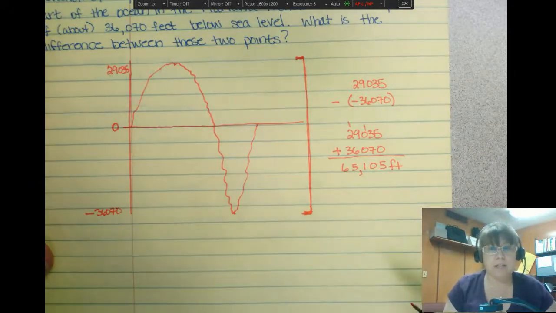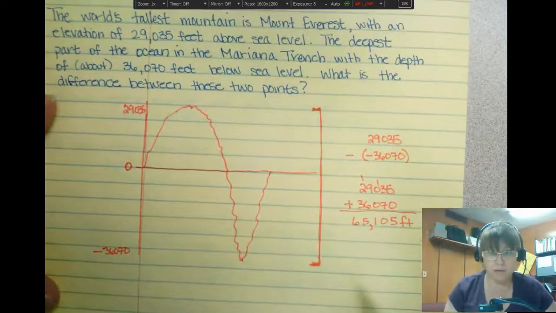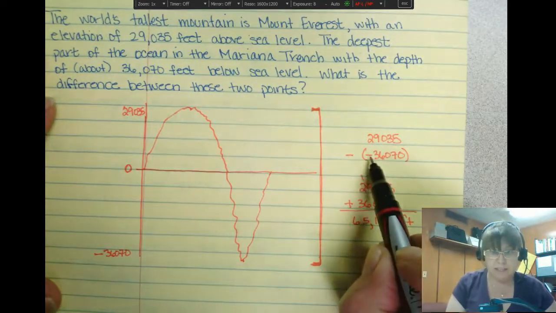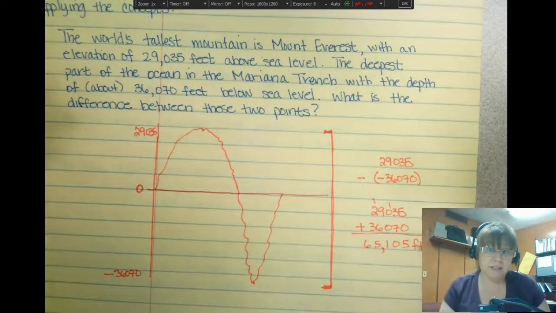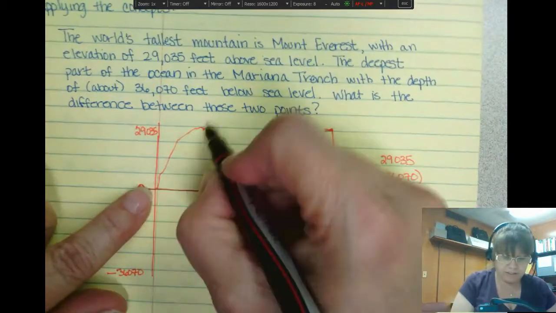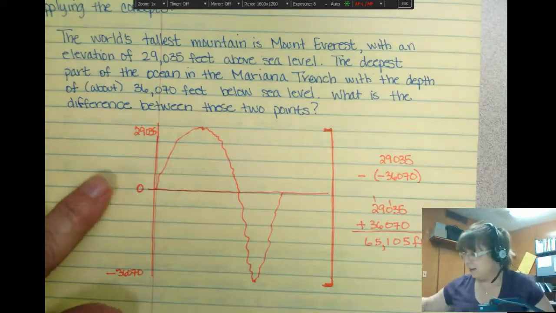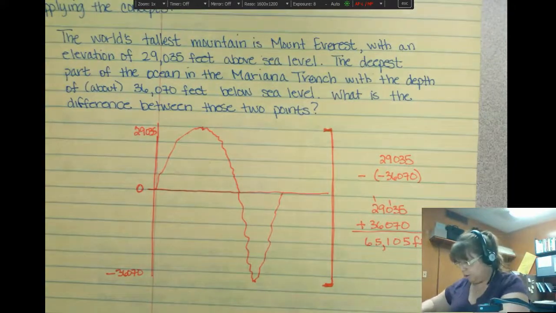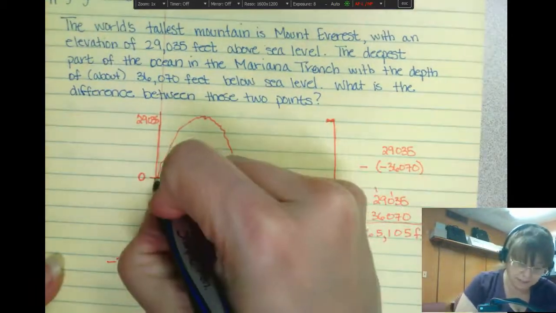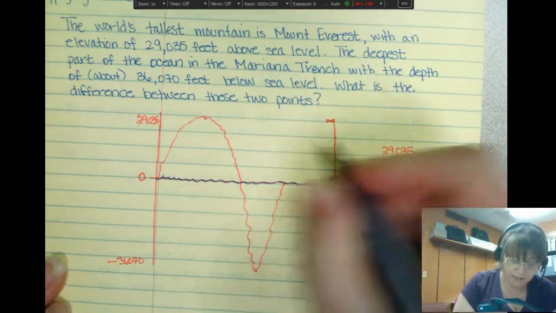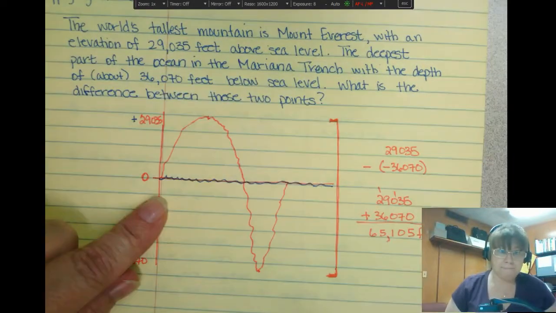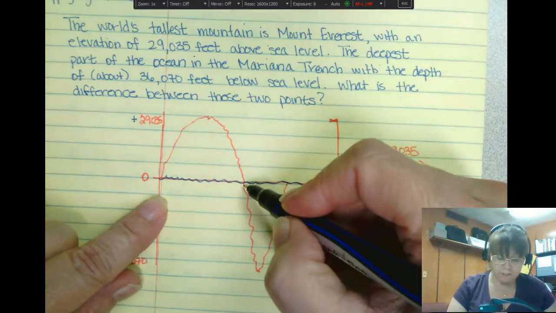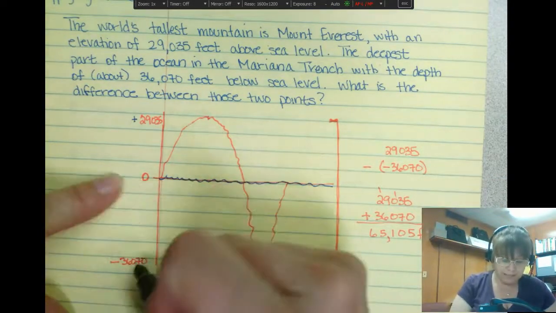So this whole entire distance from the very top to the very bottom is 65,105 feet. Now it could be a little bit confusing, so let me go over this one time, the difference between the negative and the positive. When you're reading a word problem, it might be easier to look at it visually, so sketch it out just like I did. I know Mount Everest is above sea level, and if I do blue for the sea, let's say, and here's the waves of the sea, and Everest is above sea level, it is a positive. And if the Mariana Trench is below sea level, the 0, it must be negative.